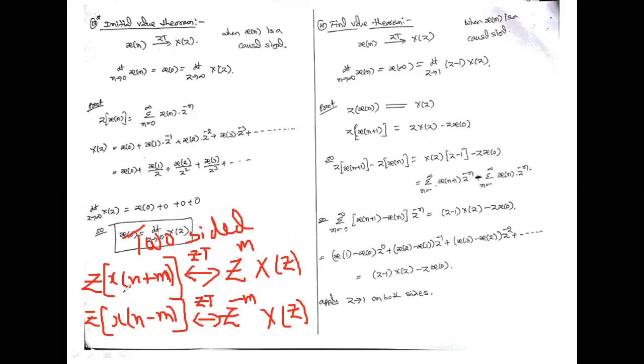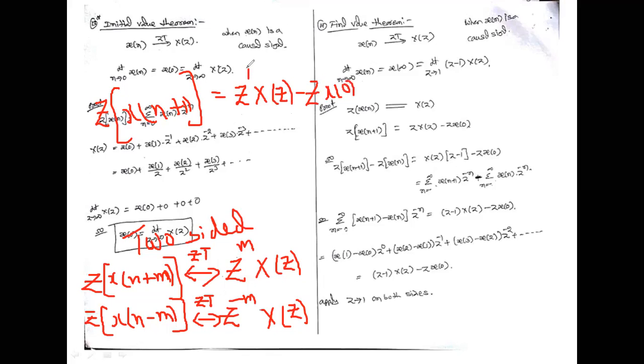Here I am taking x(n plus 1). Yesterday I told that the z transformation of x(n plus 1) is equal to, the z power, what is the m here? m is 1, so 1 into X(z) minus z into x(0). z into x(0).